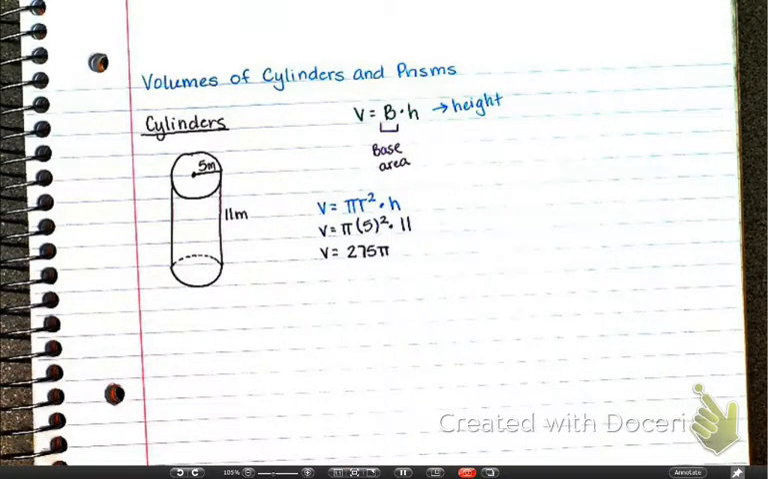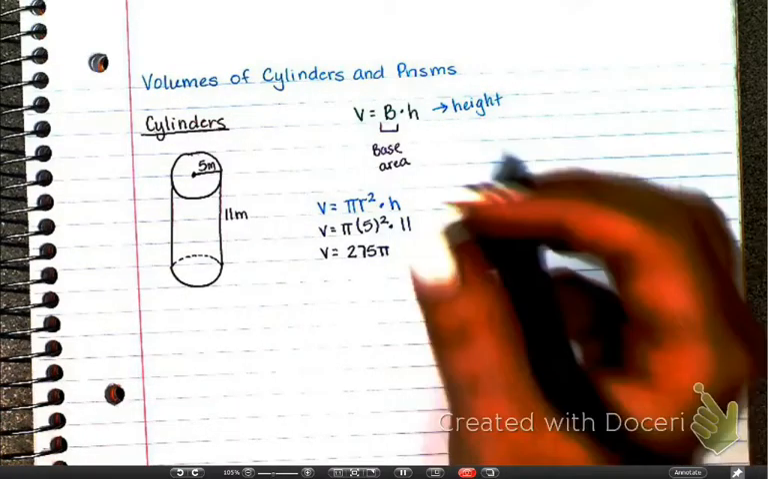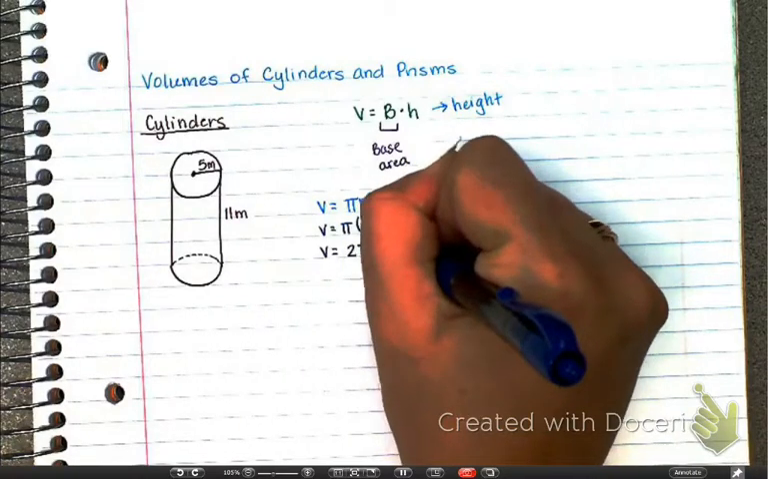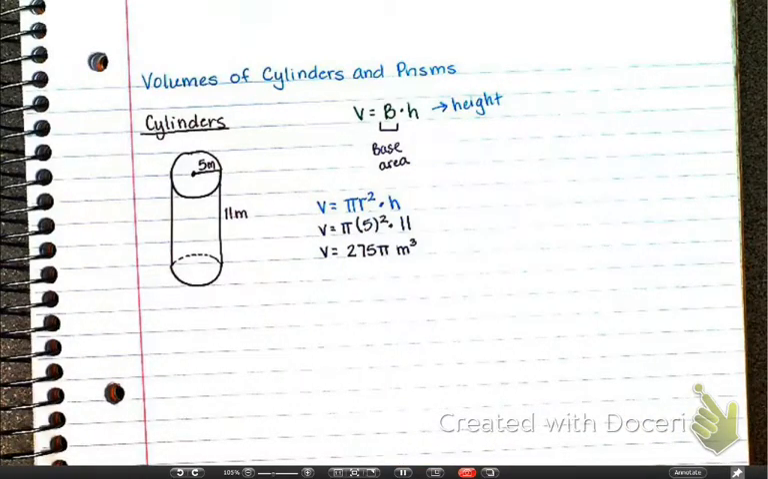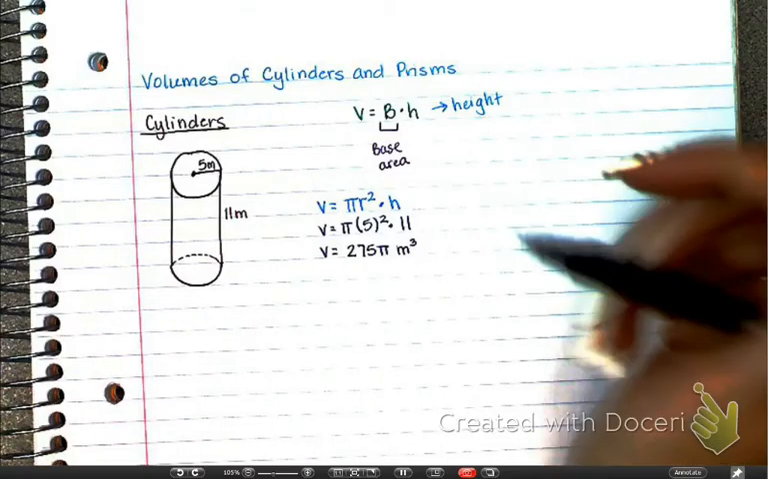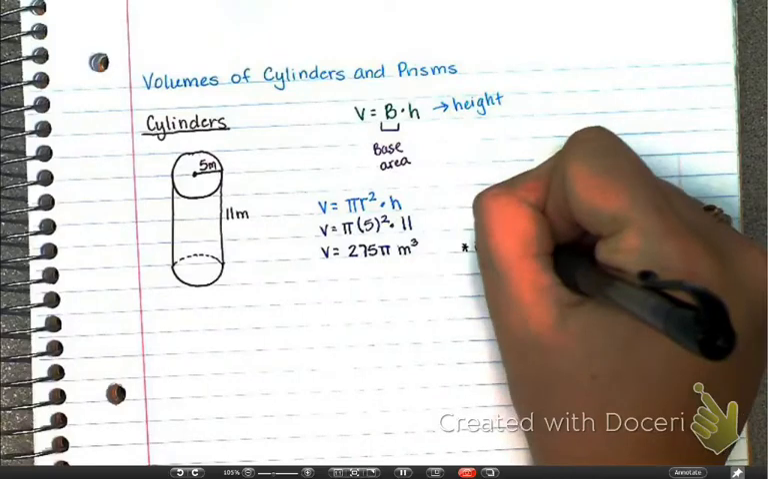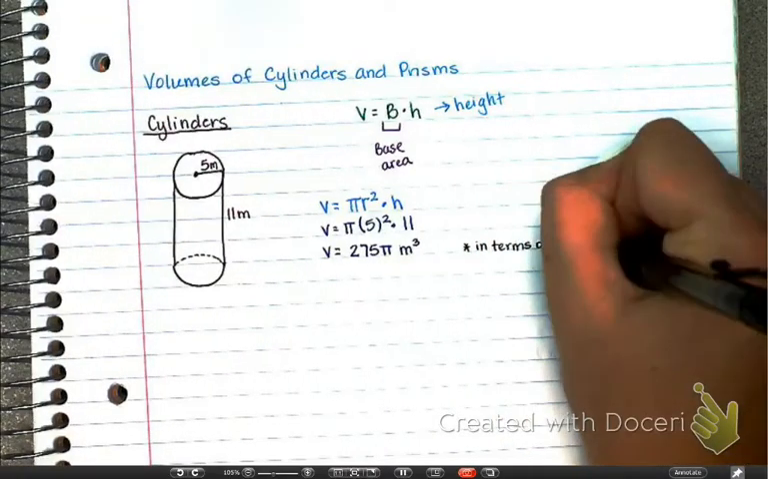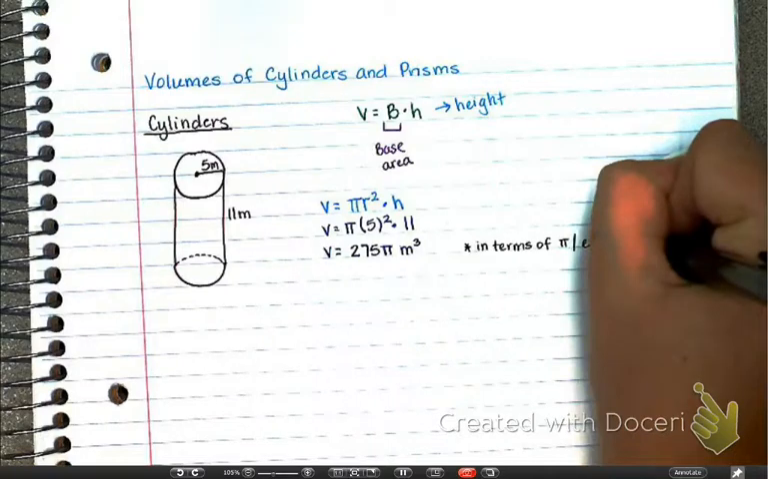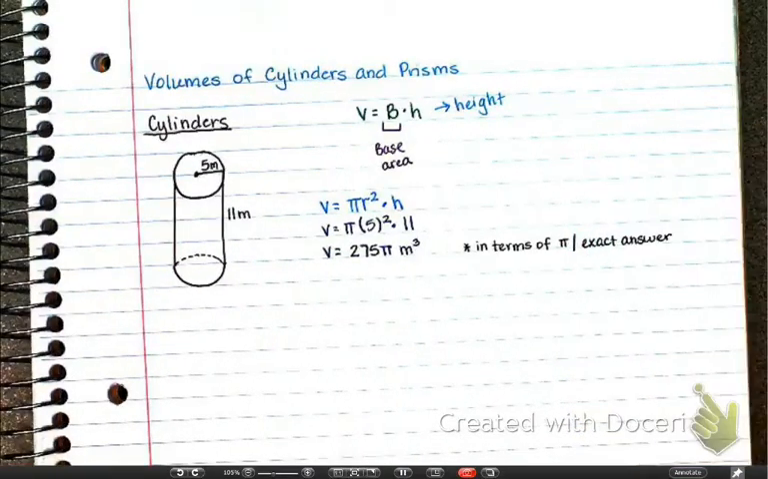Who thinks they know what our units are going to be? Annie? Meters cubed. So 275 pi meters cubed is my exact answer. And I'm just going to write it off to the side in terms of pi, or my exact answer. Okay, so it's your exact answer or it's in terms of pi. So you'll see both of those directions. That's what we've been talking about.